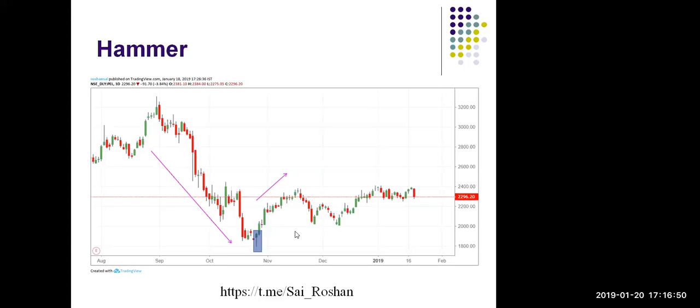So you could understand the importance of the formation of the hammer when the market is in a downtrend. So basically, it signals a bullish reversal.